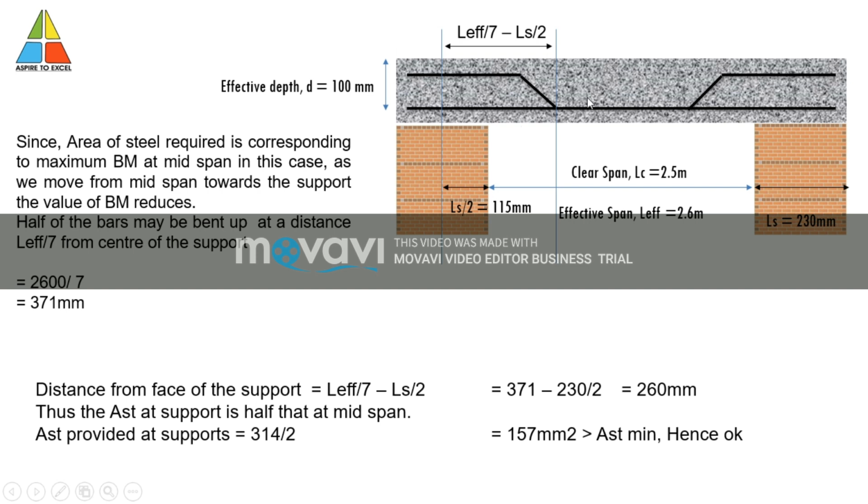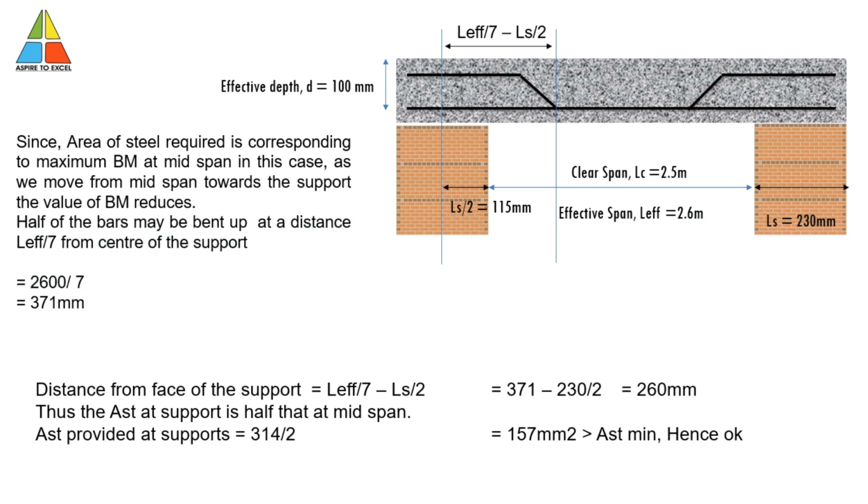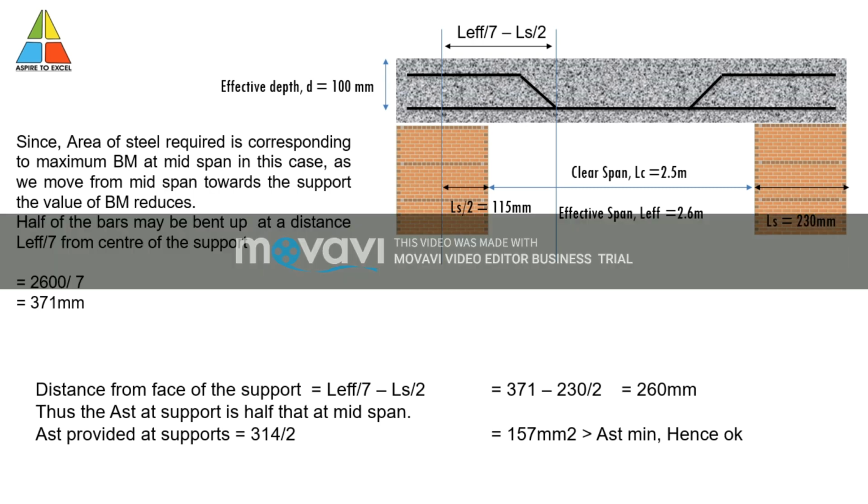So moving ahead, this is the diagram that we have. It is not exact to scale, but just for illustration I have used this. Since the area of steel is required corresponding to maximum bending moment, and this is a simply supported slab, the maximum bending moment would be at the center mid span, but as we move towards the support, the value of bending moment continuously reduces.